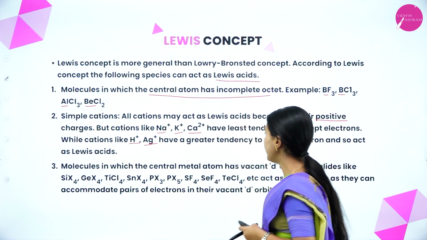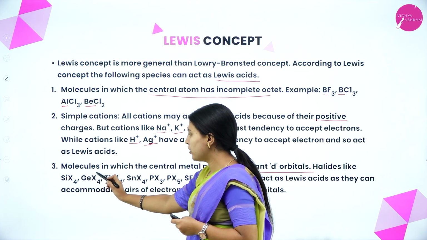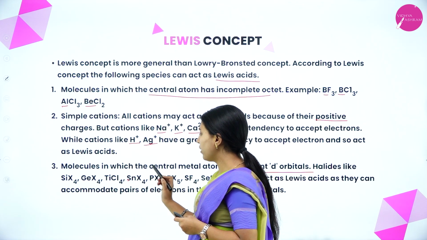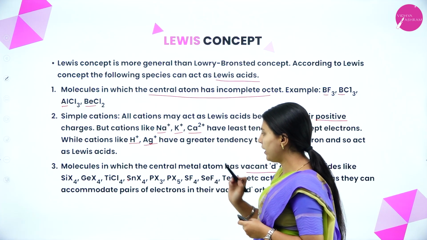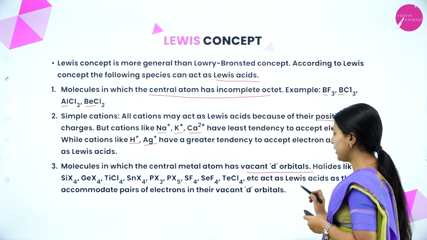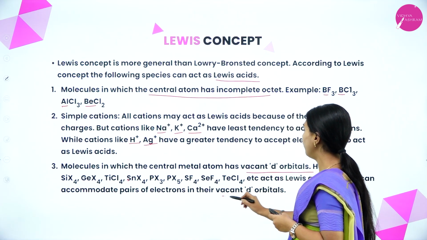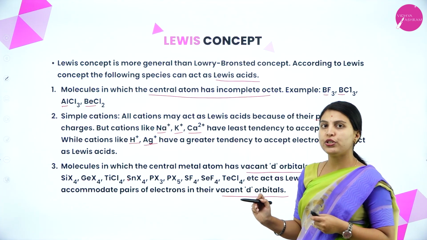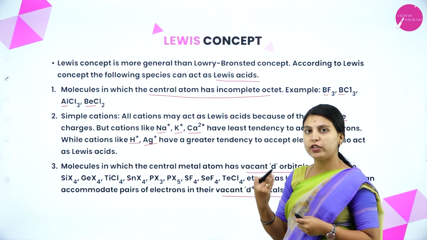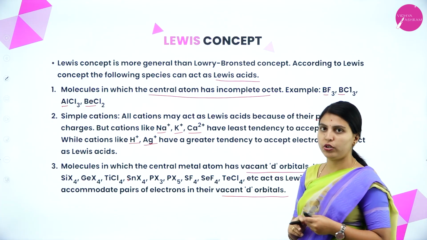Next, molecules in which the central atom has vacant d orbitals. Example, halides like SiX4, germanium X4, titanium tetrachloride, and tin tetrahalide. Halides of metals with vacant d orbitals will act as Lewis acids, and they can accommodate pairs of electrons in their vacant d orbitals. Usually molecules with vacant d orbitals are considered Lewis acids, and the electron pair accepted from others will be placed in the vacant d orbitals.